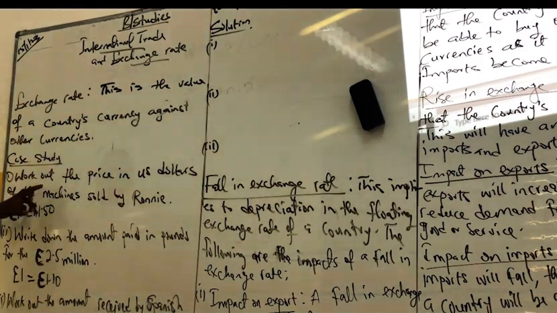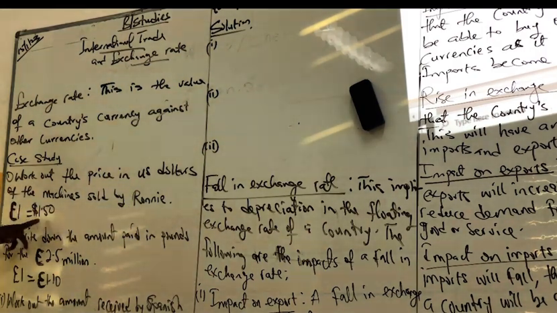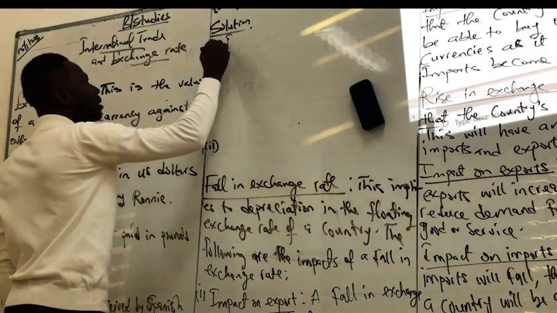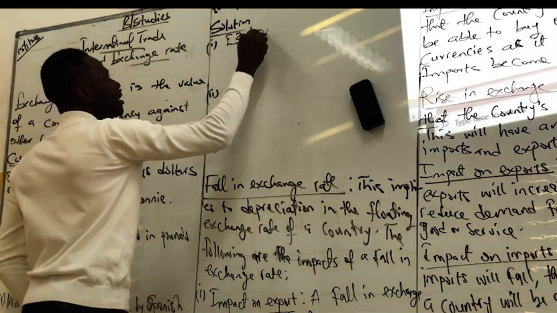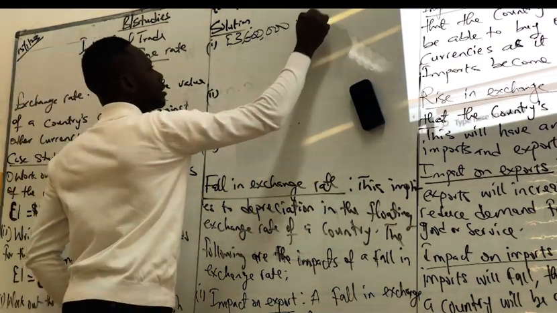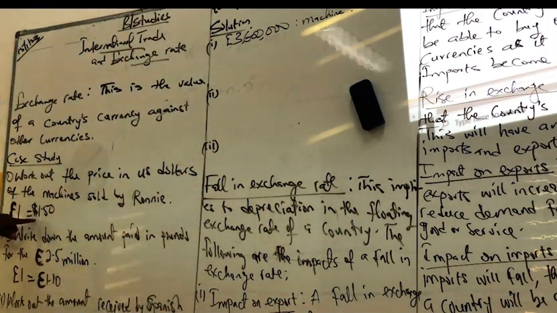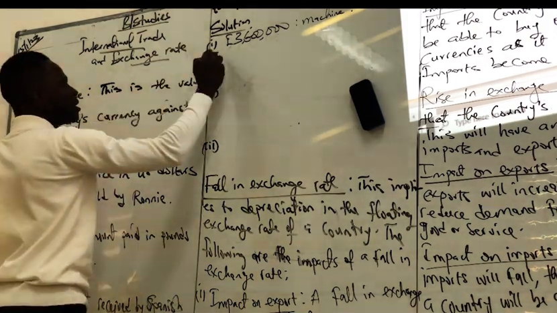So the first one said, work out the price in US dollars of the machines sold by Winnie McKay. If a pound is $1.50. So the amount sold is what? £3,600,000. That is the amount of the machine, right? Yes. For the machine. So we need it in dollars. And they said, £1 is what? $1.50. So it will be what?